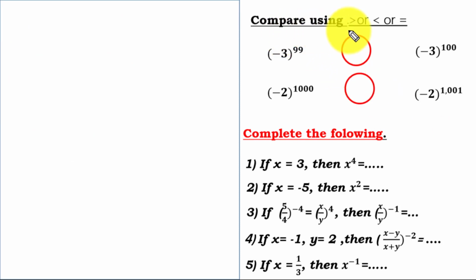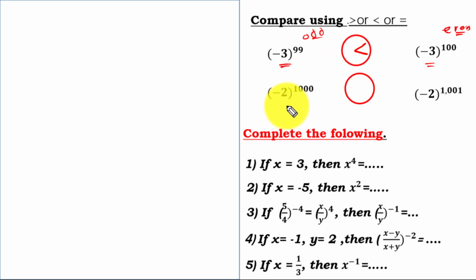Now compare using greater than, smaller than, or equal. We have here the same base and the base is negative. 99 is an odd power and 100 is an even power. So the value here is positive because we have an even power, and the value here is negative because we have an odd power, so we write less than.